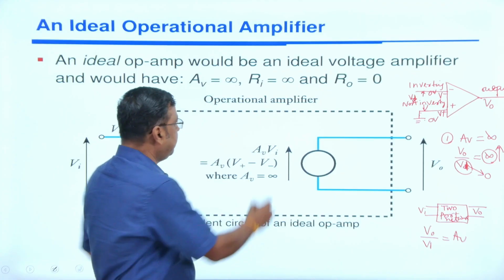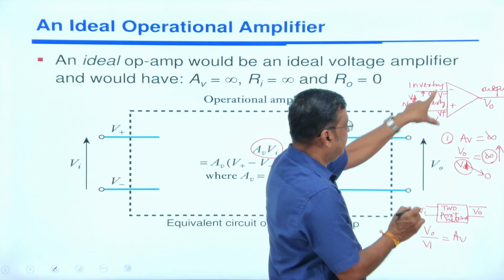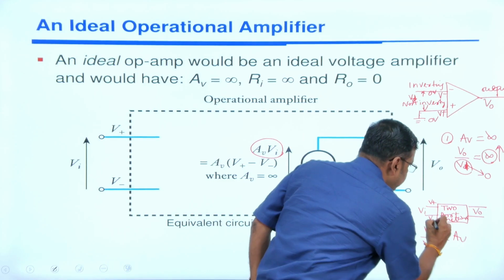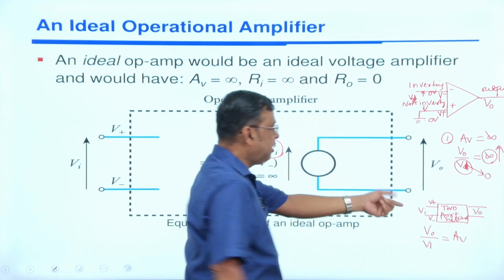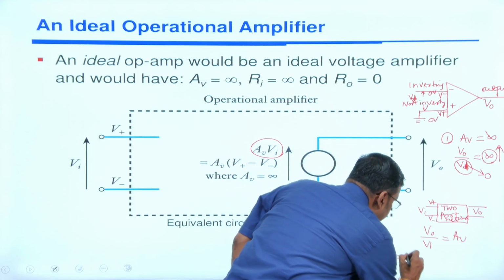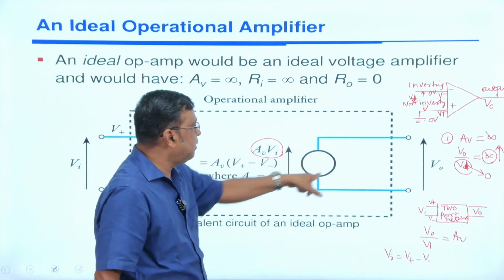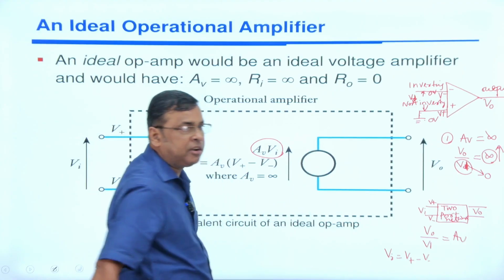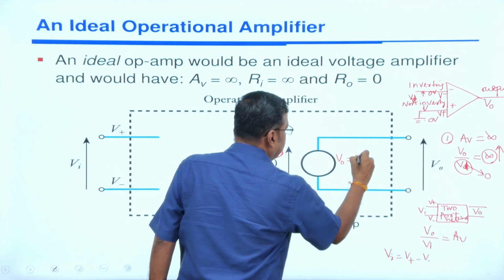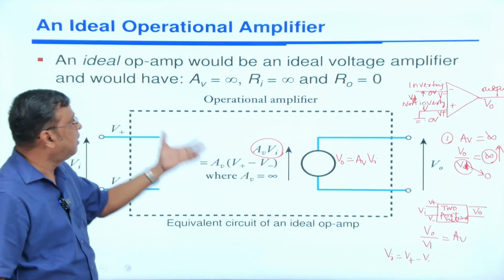AV into Vi. Vi is nothing but what? V plus minus V minus. This difference voltage: if this voltage is your V plus and this voltage is your V minus, then the difference voltage is Vi equal to V plus minus V minus. So this is your voltage dependent source. This voltage V0 equals AV into Vi. This is your equivalent circuit of an operational amplifier.